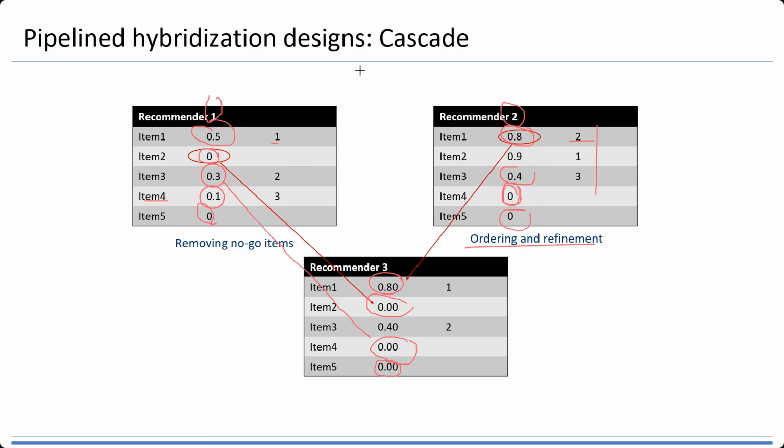So this is what we call cascade. We check on the first one, removing no-go items like item 2 and item 5 to make it simple. And then we go to the next, do the ordering and do the refinement.